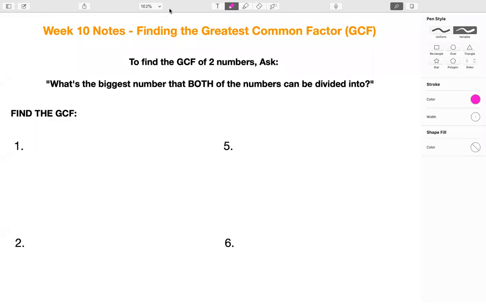Week 10 notes, finding the greatest common factor. We call that the GCF as well. And in math, greatest means biggest. It does not mean best. Again, greatest means biggest. It does not mean best.